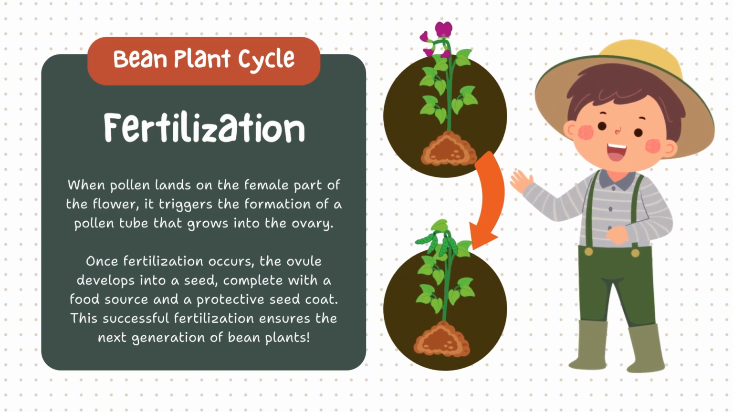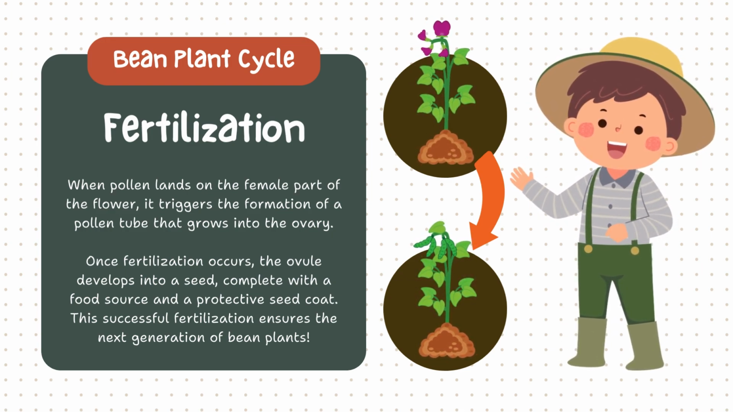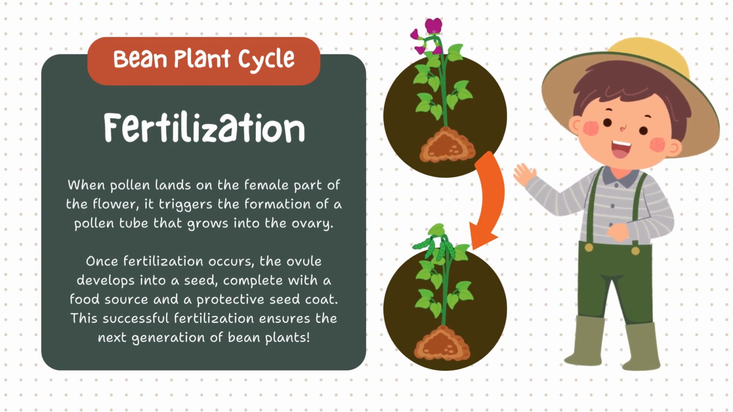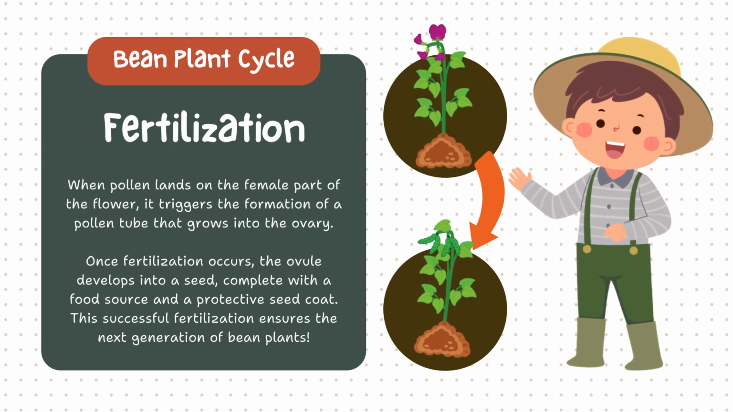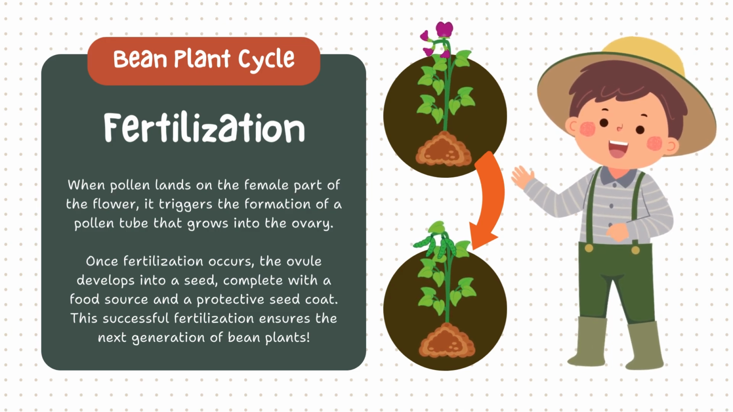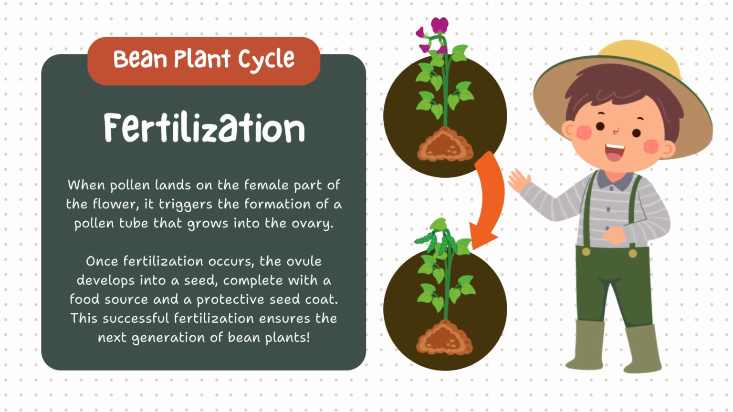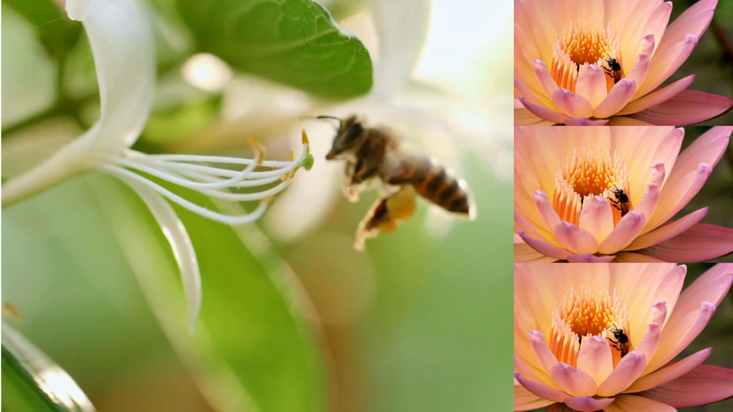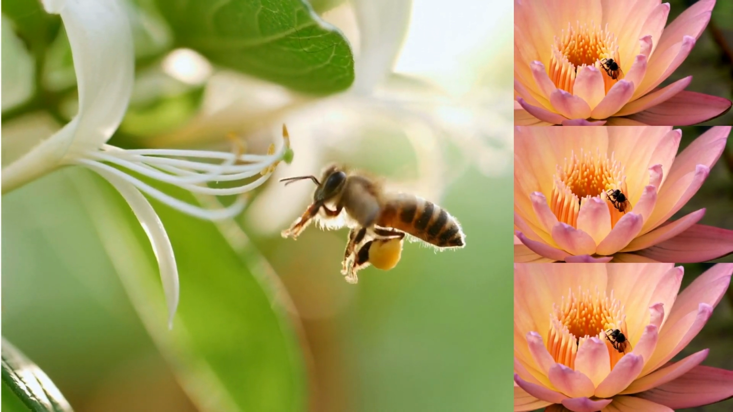Number 4. Sunlight and water. Beans need plenty of sunlight. Choose a sunny spot in your garden. Water consistently to keep the soil moist but not soaking wet. Regular watering is essential for a good harvest.